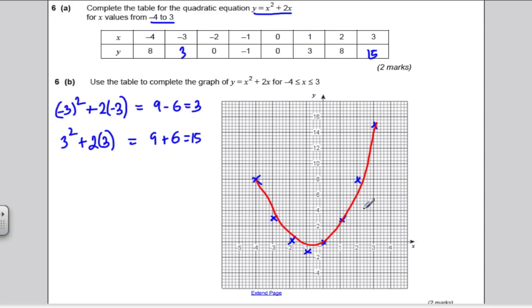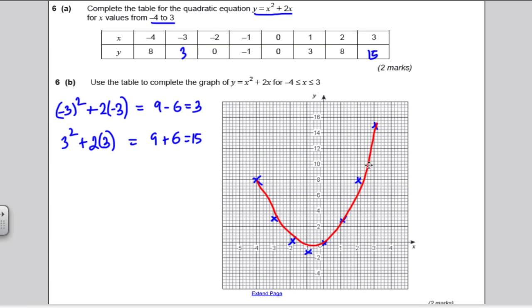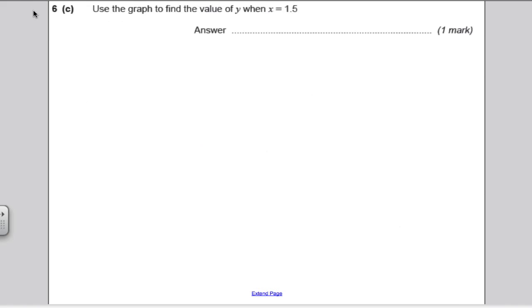So our line would look something like this. A little bit smoother than I've done it there. That's not the greatest line ever. Okay, and hence we've completed our table.